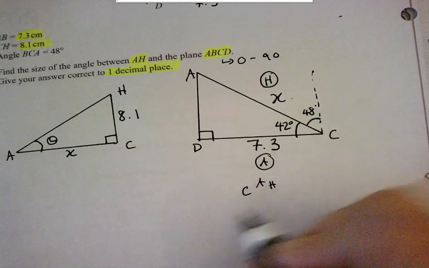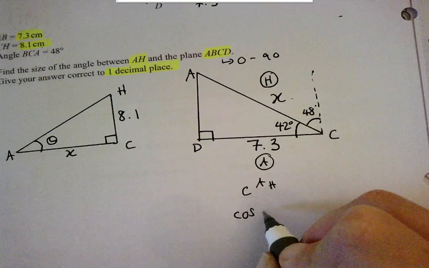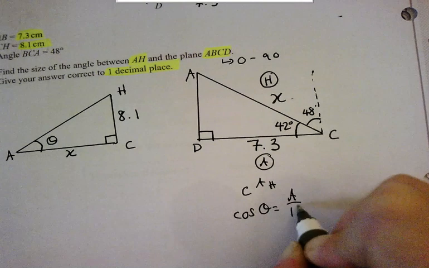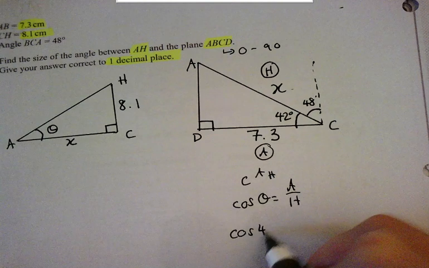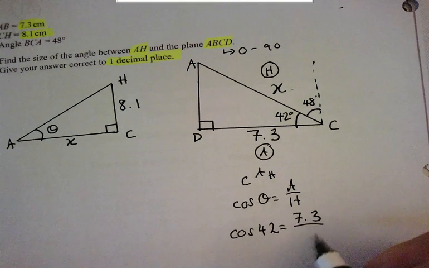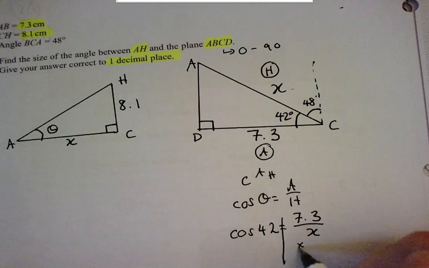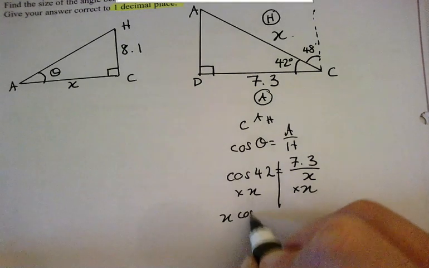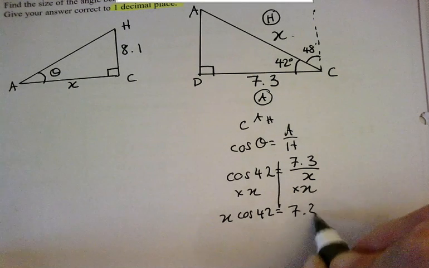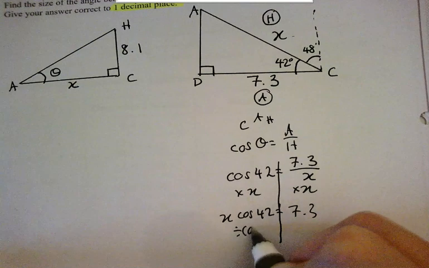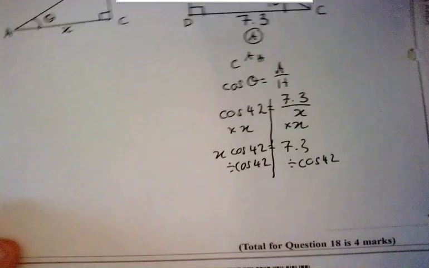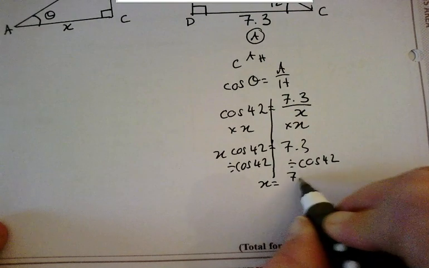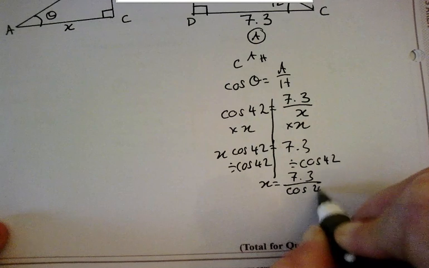So I know that cos theta equals adjacent over hypotenuse. I'm going to sub in my values, so cos 42 equals 7.3 over x, times by x. x cos 42 equals 7.3, and then divide by cos 42. So x equals 7.3 divided by cos 42.